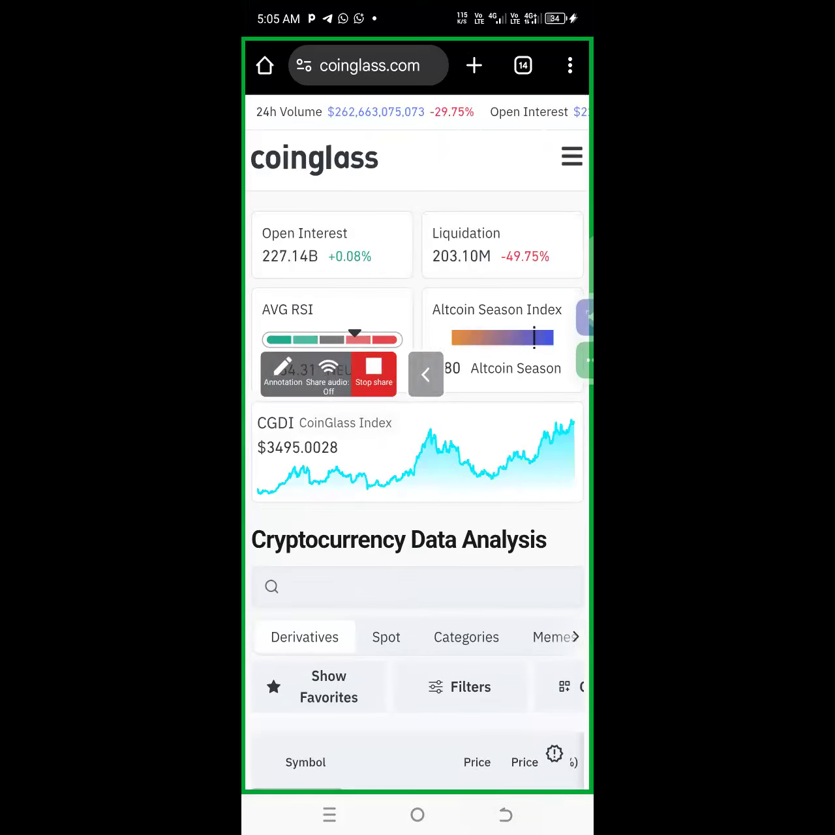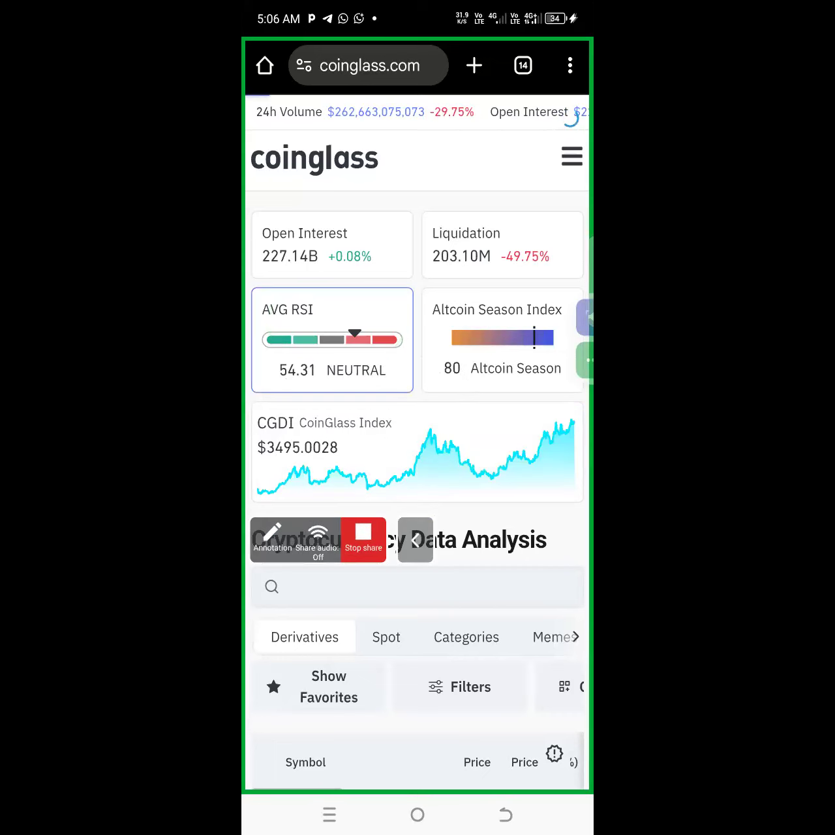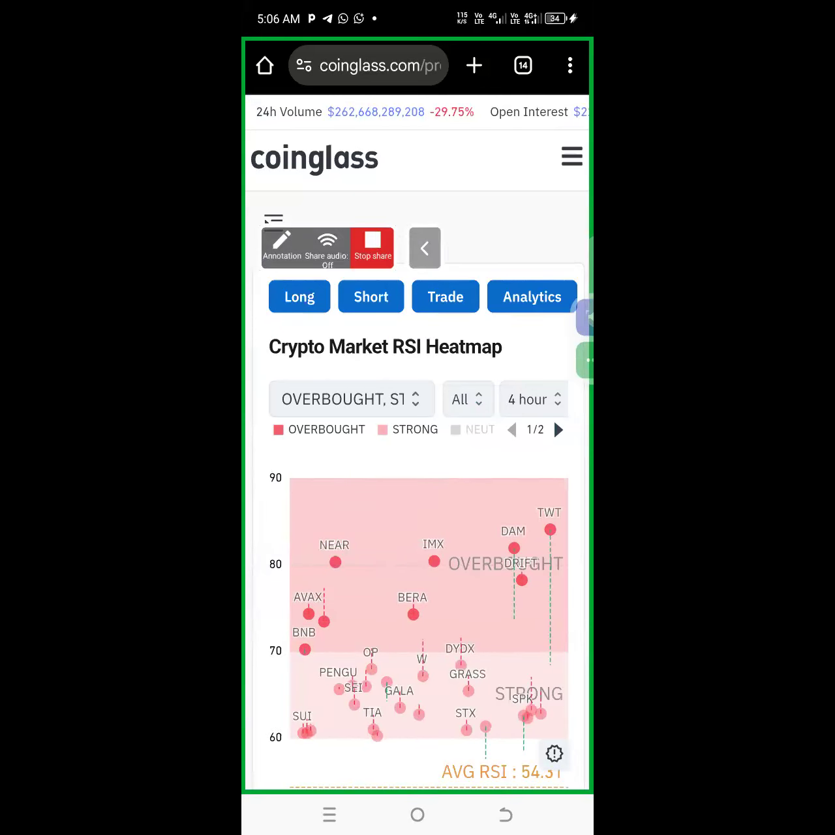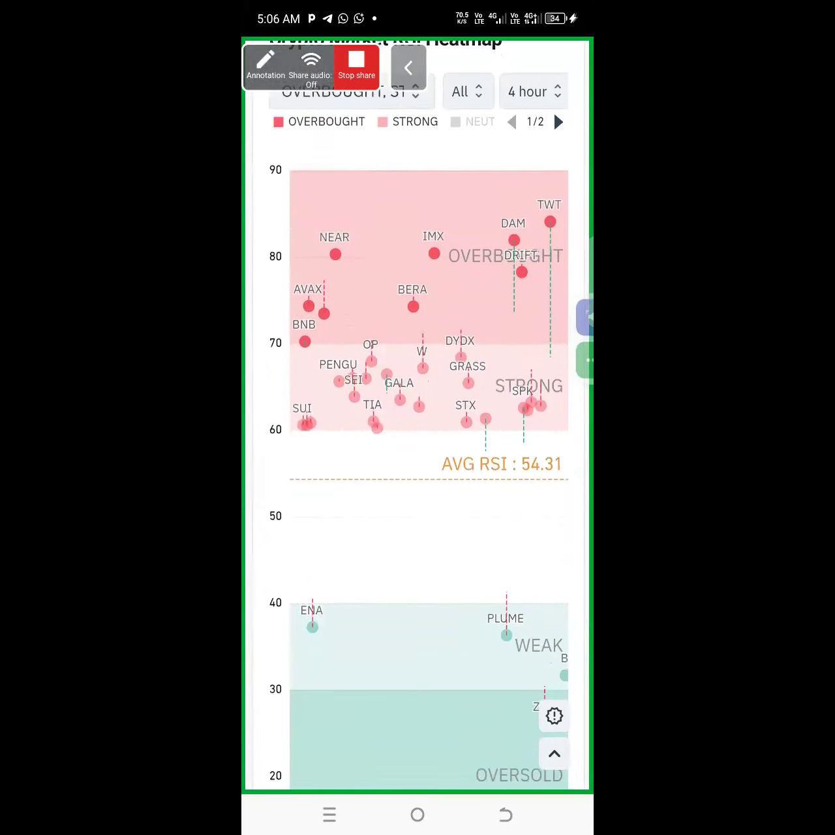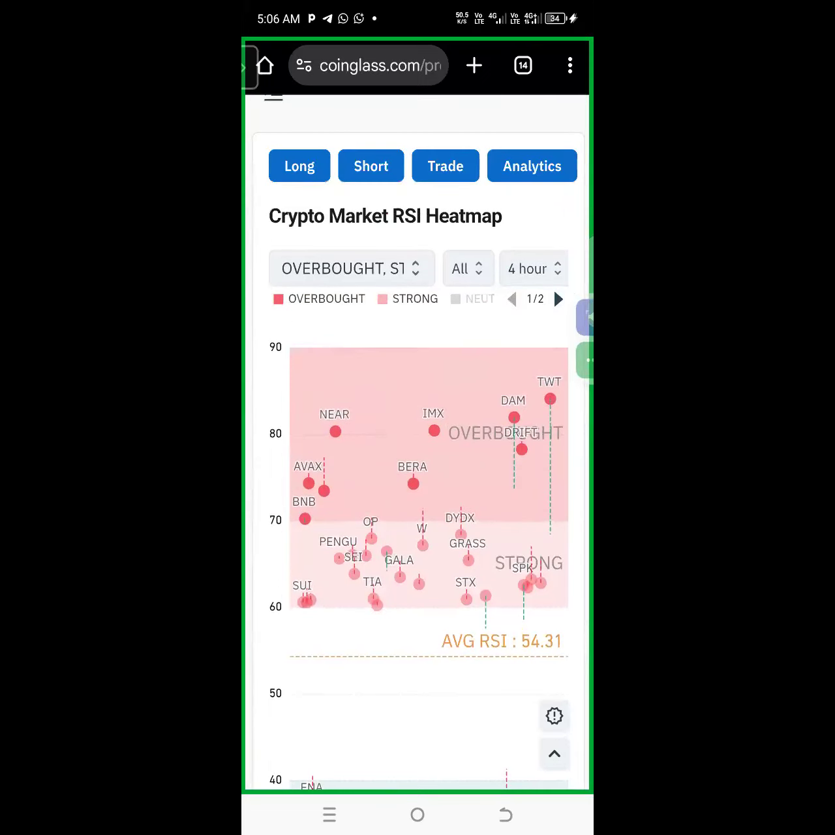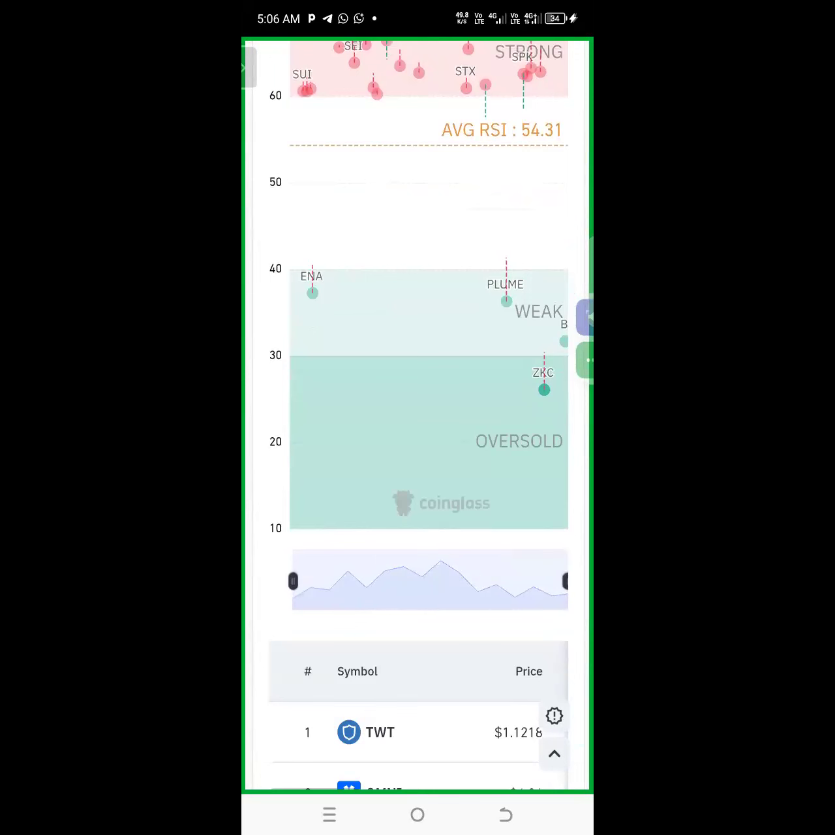So what do we do? We tap on the average RSI. We tap on it nicely. Okay, so let's quickly do that. Very good. Now, this is what we have here on the 4-hour time frame. This is what we have.